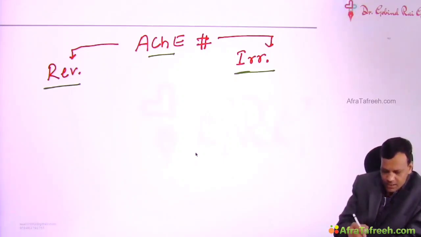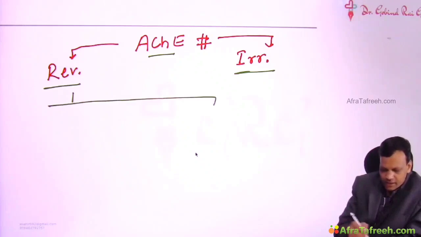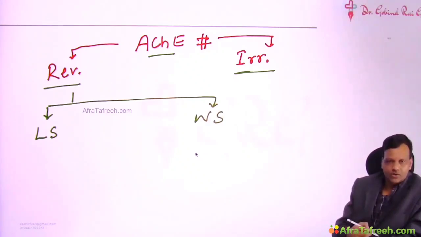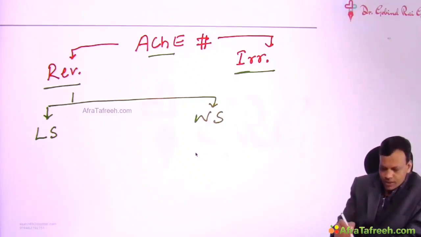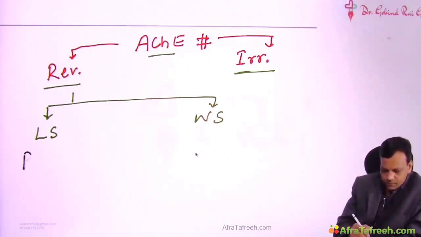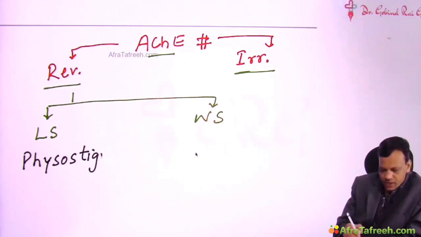Now reversible acetylcholinesterase inhibitors are further divided into lipid soluble drugs and water soluble drugs. Lipid soluble and water soluble. For the lipid soluble drug, the main example is physostigmine. Whereas the water soluble drug, the main example is neostigmine.